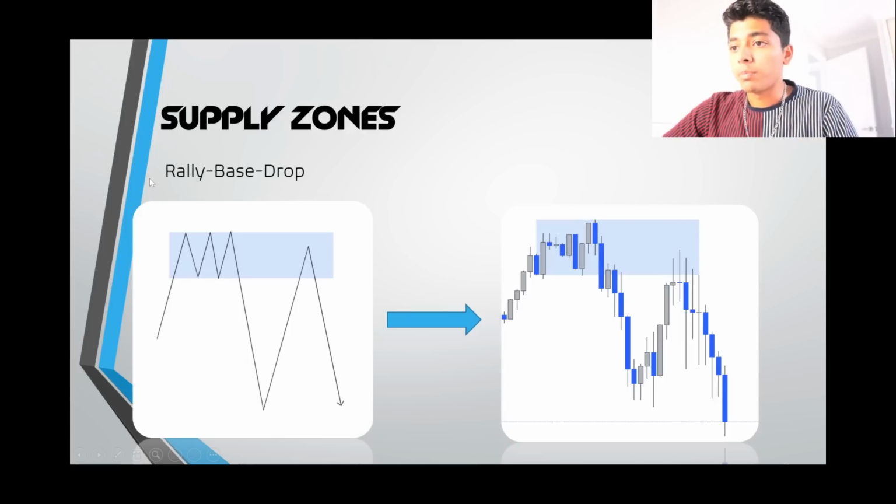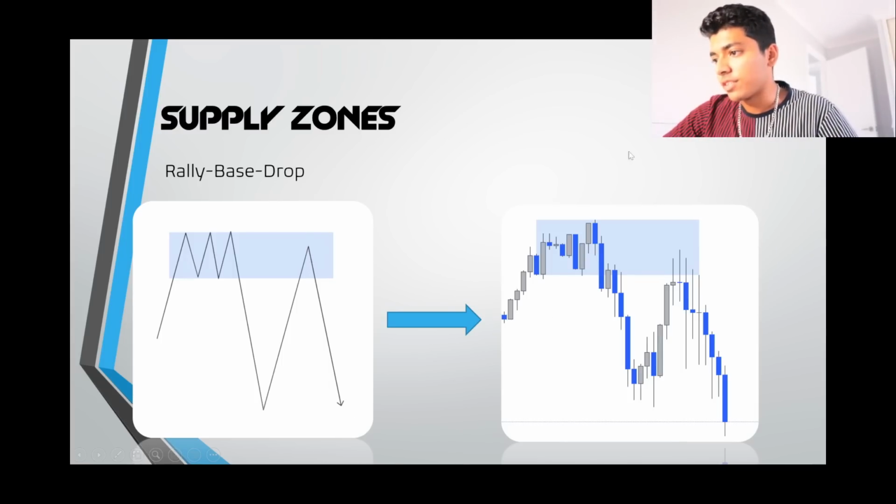Supply zones. Supply zones are essentially the opposite of demand zones. So our first demand zone that we talked about was drop, base, rally. So the opposite of that in this situation is rally, base, drop. So here we can see that price rallied up, and then there was a bit of a base, and then price dropped straight down. And then what do we see happen here? We see that price came back in, it mitigated that zone, and then it reversed off again.